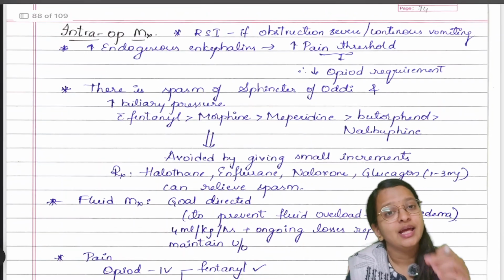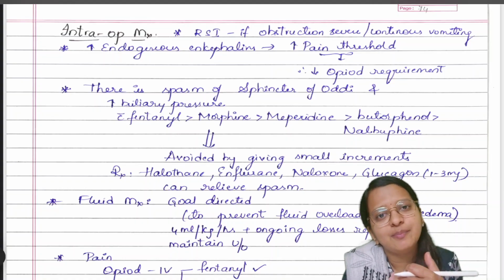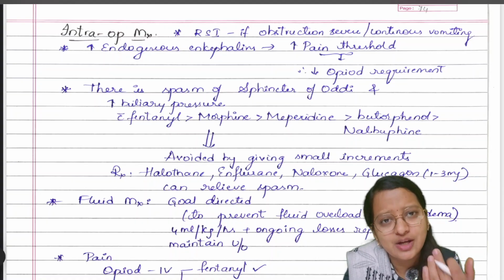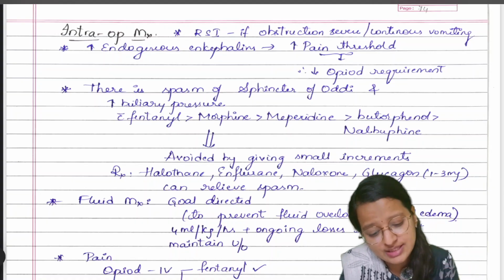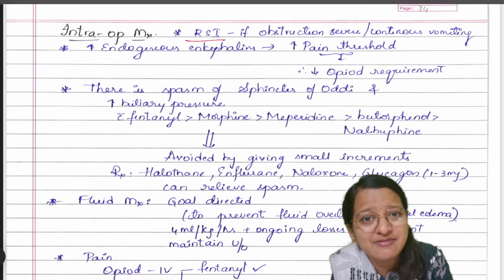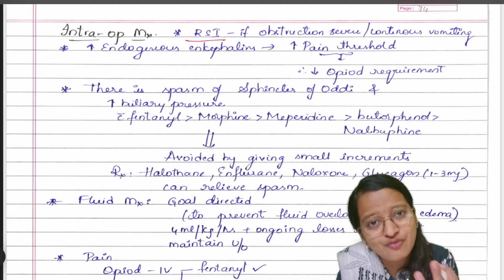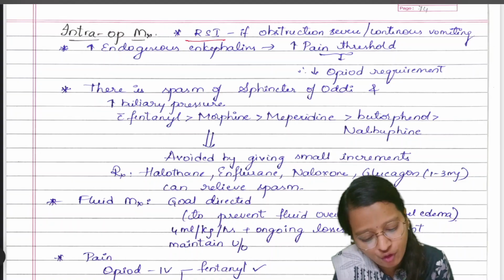Intra-op management, if there is obstruction, this is obstructive jaundice, right? And if the patient is complaining of repeated vomiting and obstruction, we have to go for rapid sequence intubation. And in these patients, there will be increased endogenous enkephalin. So pain sensitivity is decreased, pain threshold is increased. So we can give a lesser amount of opioids.